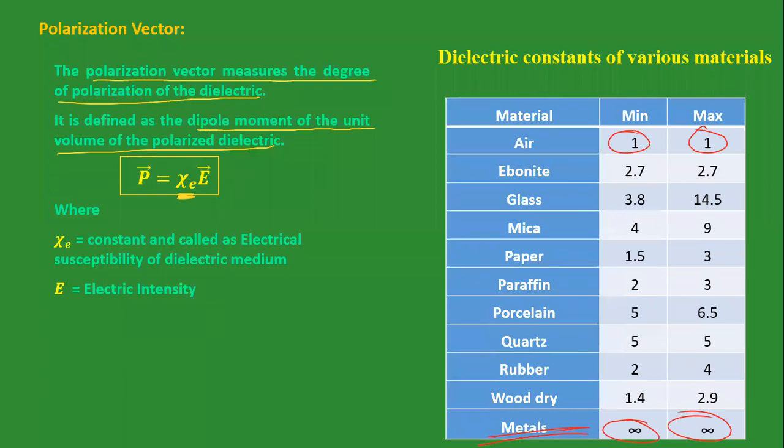Means here you remember, dielectric constant K is equal to 1 for air, but for other media, the dielectric constant is always greater than 1. For air or vacuum, it is 1. For other media, it is greater than 1. And for metal, it is infinity.